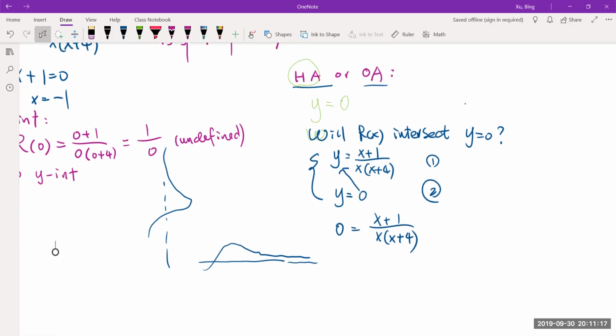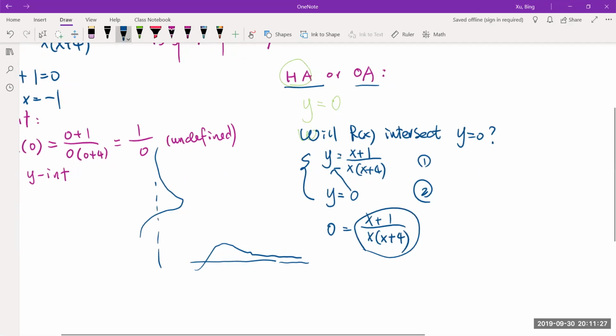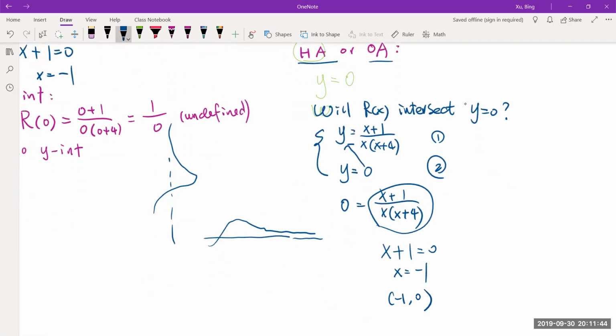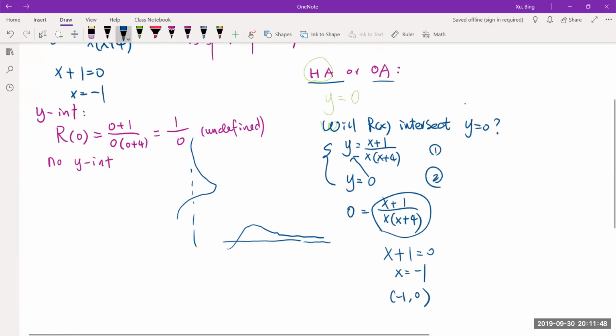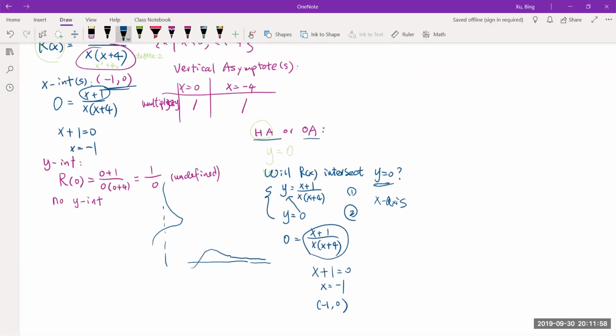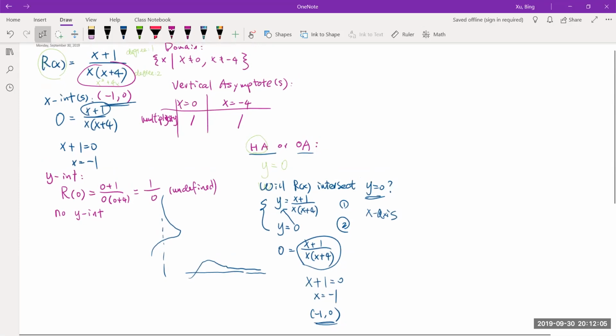Okay, for our problem, you want to find if these two graphs have anything in common. This equals 0 if and only if the top is equal to 0, right? So your graph will cross the horizontal asymptote y equals 0 when x plus 1 is 0, at x equals -1. This is not new information for us because y equals 0 is just the x-axis, so we already found that earlier. We have one x-intercept. Anyway, I think we gathered enough information. We can start graphing.